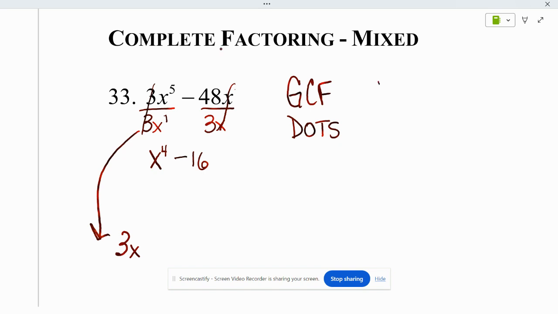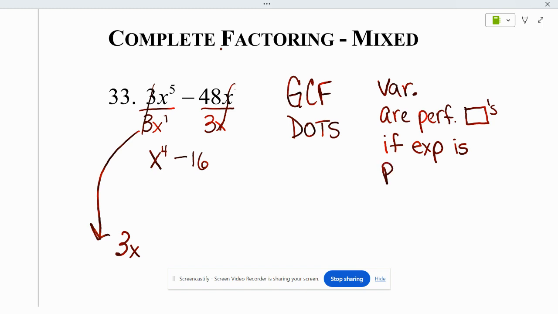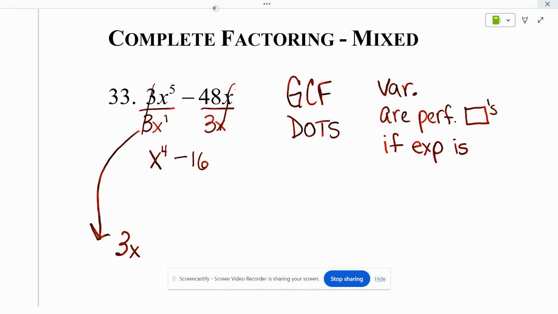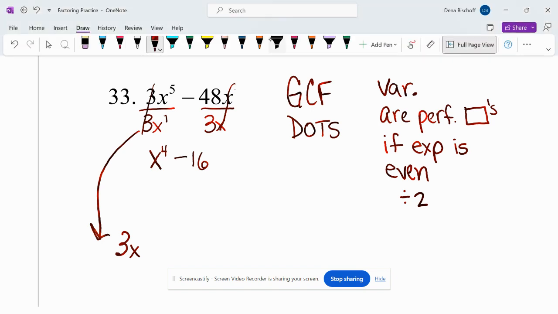It is. Remember that variables are perfect squares. I'm just going to write perf, and I'm going to use the square sign. They're perfect squares if the exponent is even, meaning it's divisible by 2. And 4 is divisible by 2, right? So we're going to use the dots method.